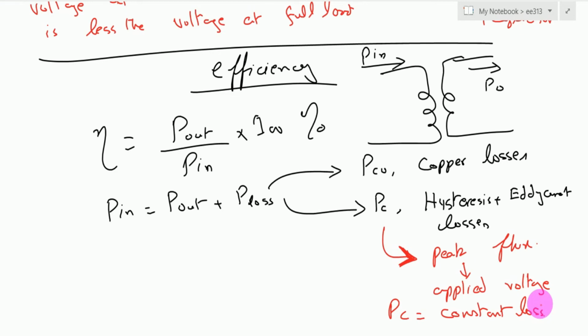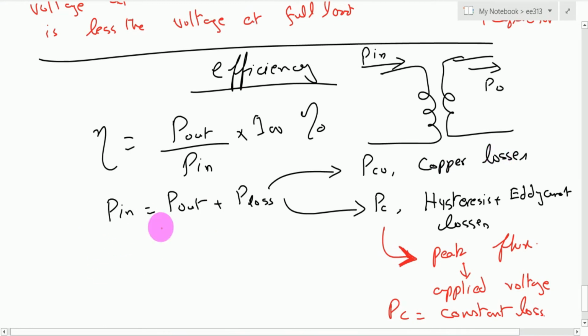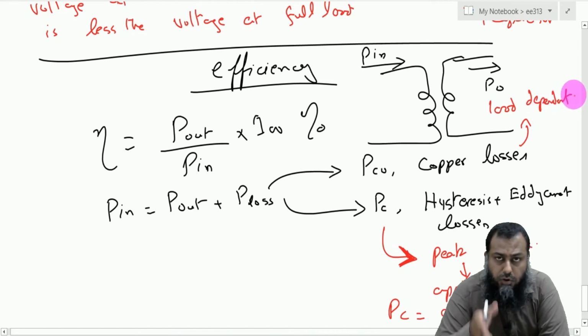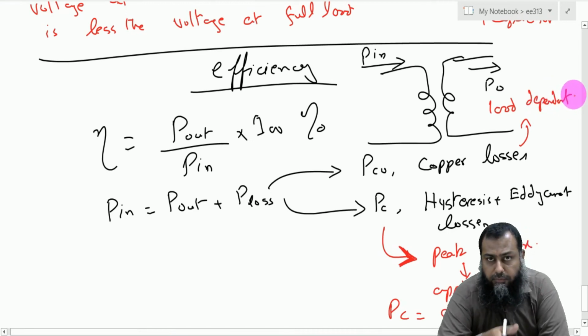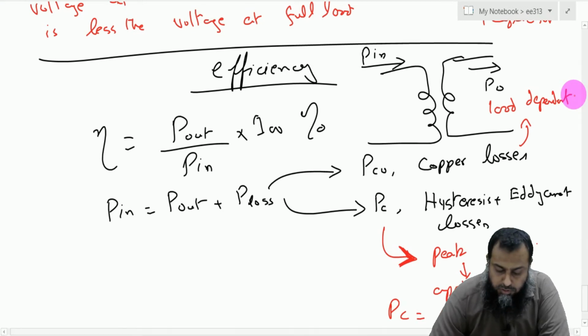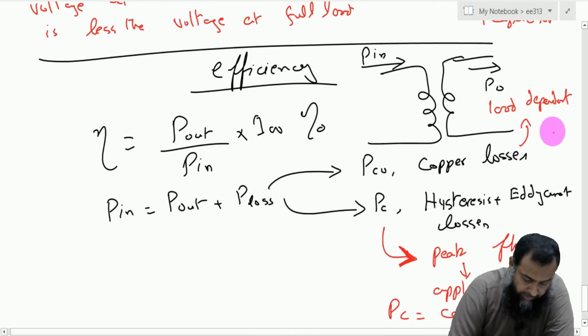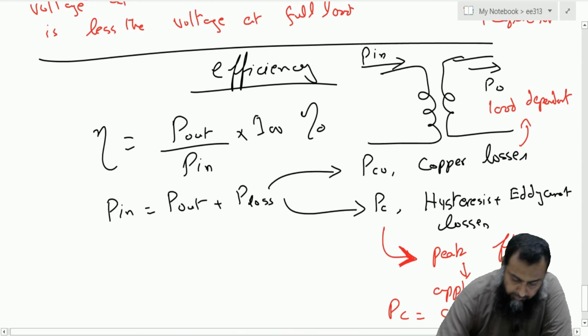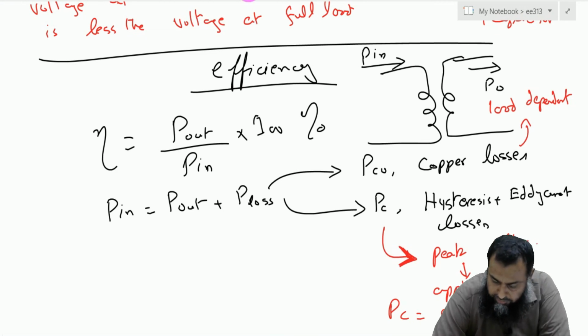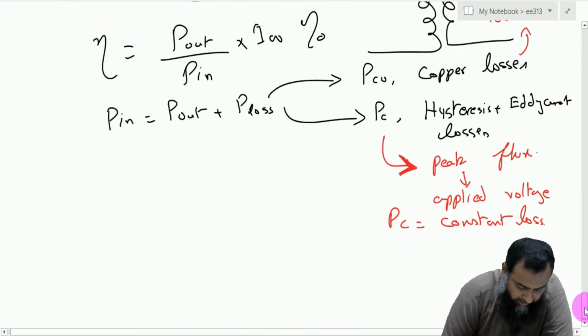Whereas this copper loss, P copper, is load dependent. Right? So if we have a full load connected to the transformer, it will produce losses according to that particular current, because these are the I square R losses. So if I may draw again the equivalent circuit of a transformer, let us draw this simple model.